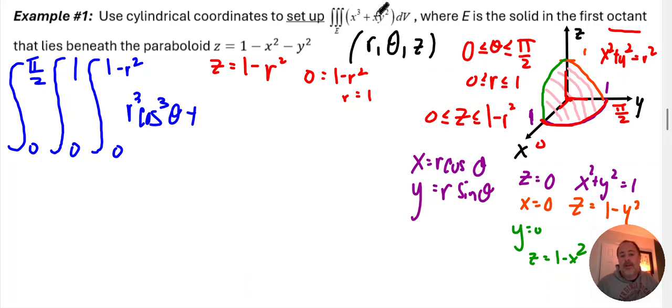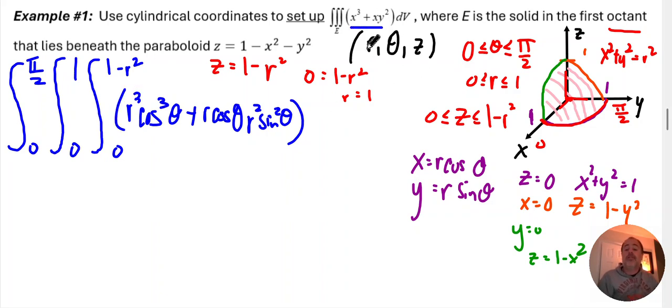And then I got another x right here, so I'll go ahead and write another r cosine theta. And then we have a y squared, which is going to be r squared sine squared theta. And all of this is going to be the expression for x cubed plus x y squared. And then let's not forget this, guys, we always have to put our r, right? And then we're going to do dz dr d theta. So that's really the setup of this problem.